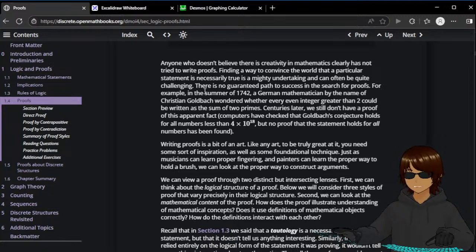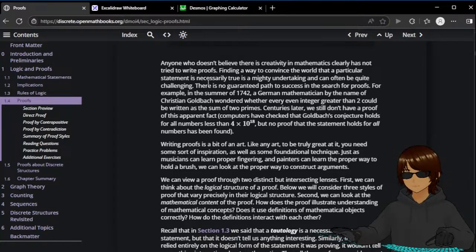Anyone who doesn't believe there is creativity in mathematics clearly has not tried to write proofs. Finding a way to convince the world that a particular statement is necessarily true is a mighty undertaking and can often be quite challenging. There is no guaranteed path to success in the search for proof.